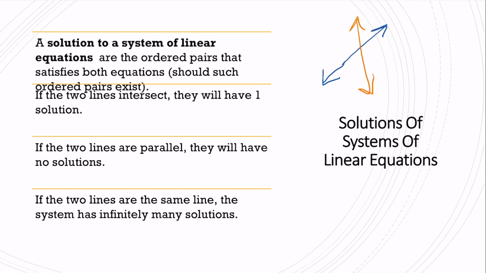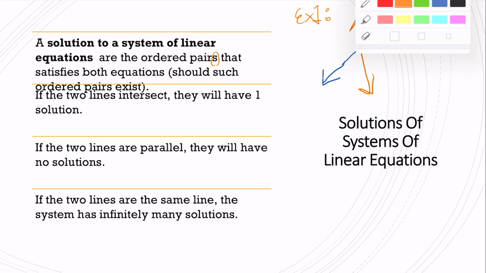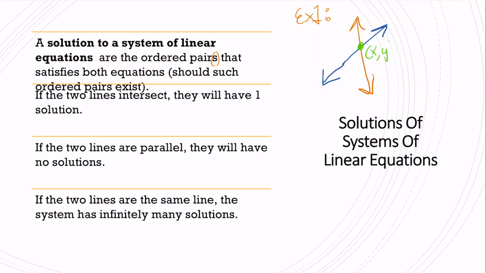And I'm given a second line, right? So a solution to a system of linear equations are the ordered pair or pairs, right? It could be plural, that satisfy both equations. So for example, if I had these two linear equations over here in blue and orange, they intersect right at this point. This ordered pair, whatever it is, would be the solution to that system of linear equations.